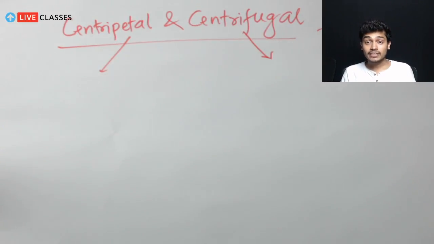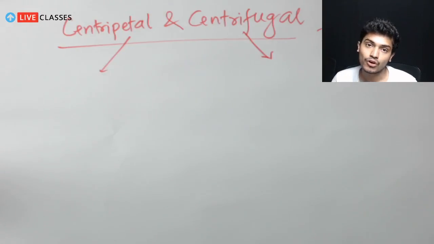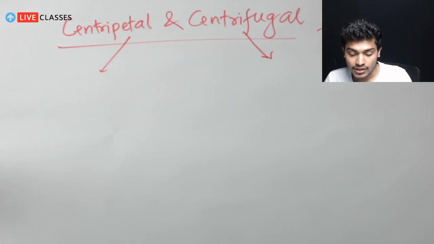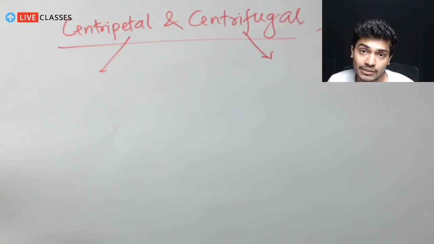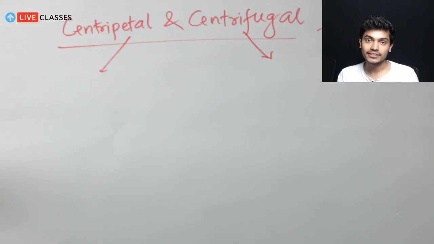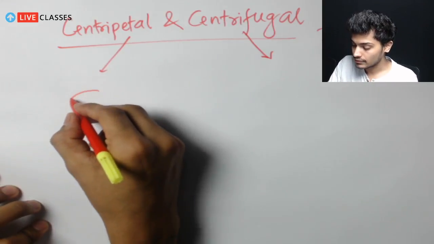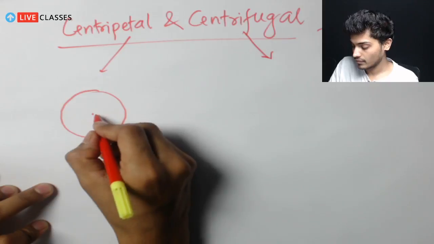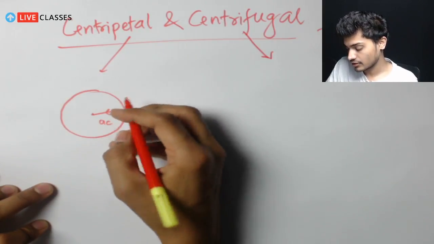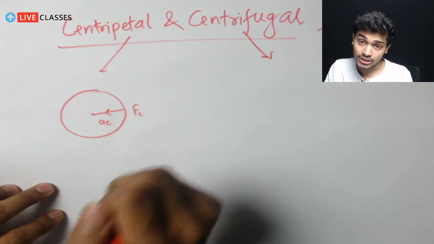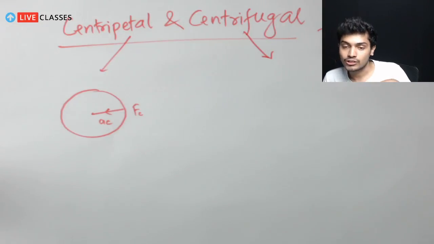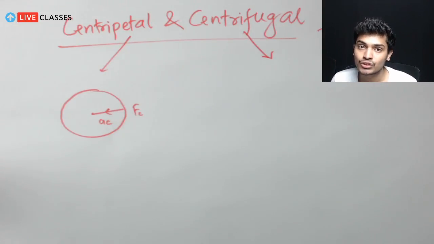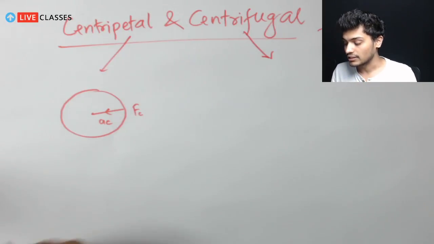So what is basically centripetal force? We have already learned what is centripetal acceleration. That is acceleration which acts toward the center. In a similar way we can define centripetal force as a force which acts toward the center. So suppose a particle is moving in a circle, then there must be some force acting towards the center in order to do a circular motion.